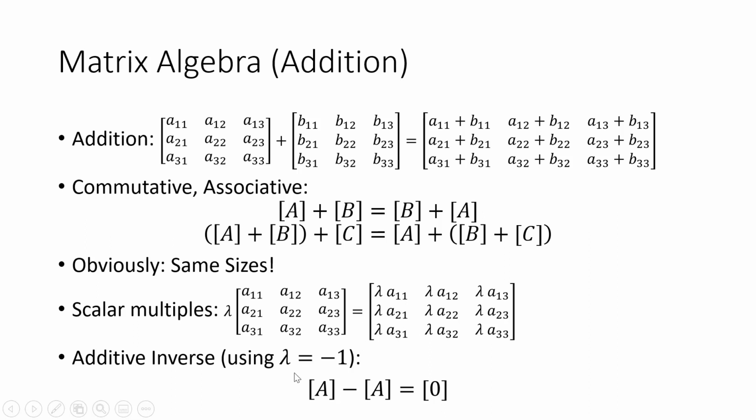And if we look at a scalar being -1, for example, lambda I've shown as, hey, if you have a scalar of -1, then straight away you see that you're going to get what they call the additive inverse. So the additive inverse would be taking your original matrix and multiplying it by -1. And when you add them together, you're going to get the zero matrix where every element is 0.